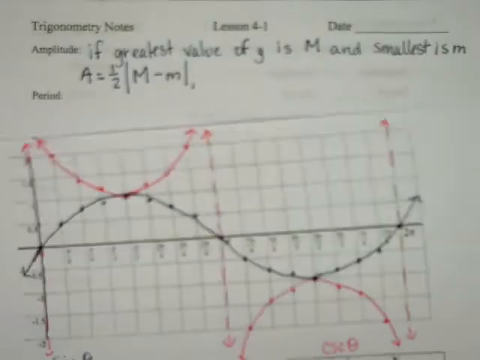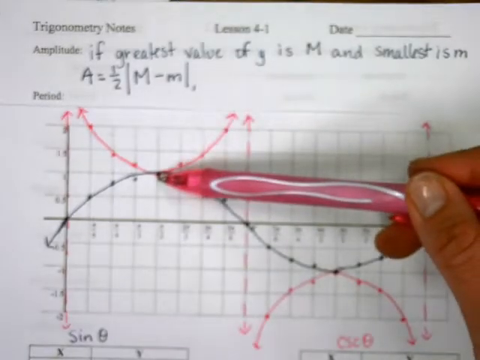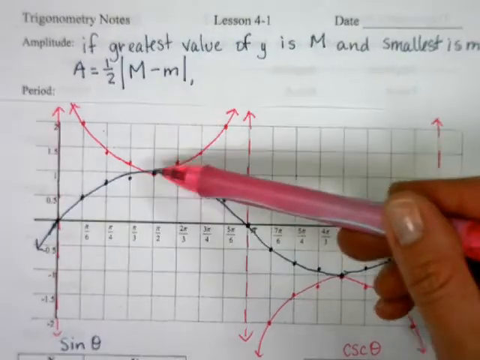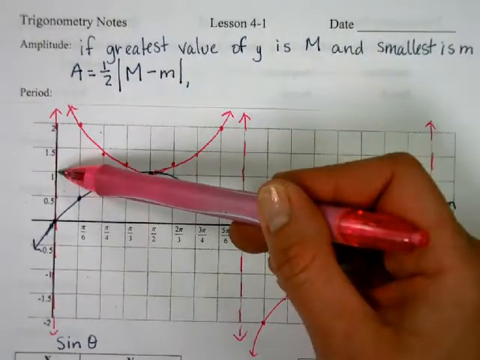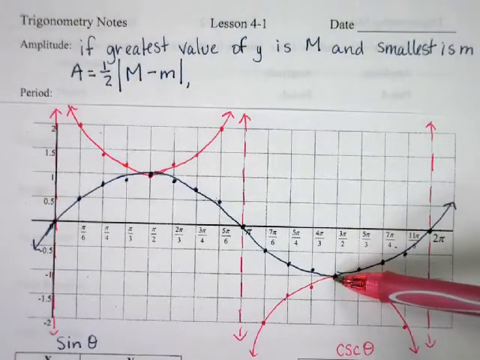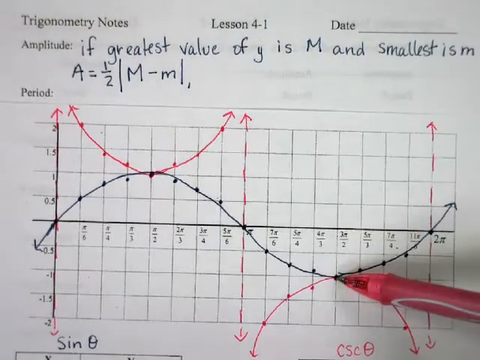Okay, what that's saying is that the biggest value, if I just look at my sine function, the biggest value that M gets right there is 1, right? Its greatest y value is 1. The smallest y value it gets here is negative 1. Okay, so 1 minus the negative 1 is 2, but half of it, that means this is my amplitude.